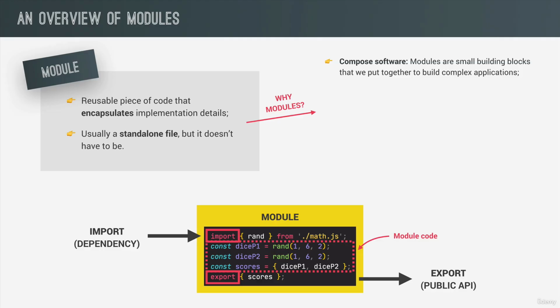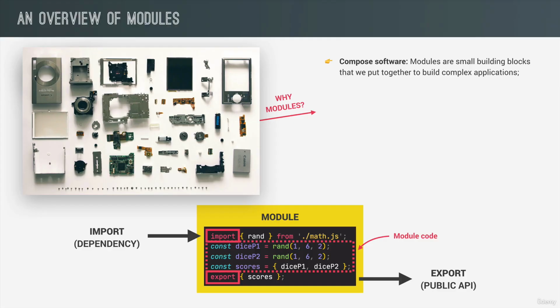And I think it might be helpful to look at a more real-world example to understand all the benefits of modules. So let's take this digital camera. You can see that this specific camera is basically made up of all these modules that we can see here. And this is exactly how we can compose software using modules as well.